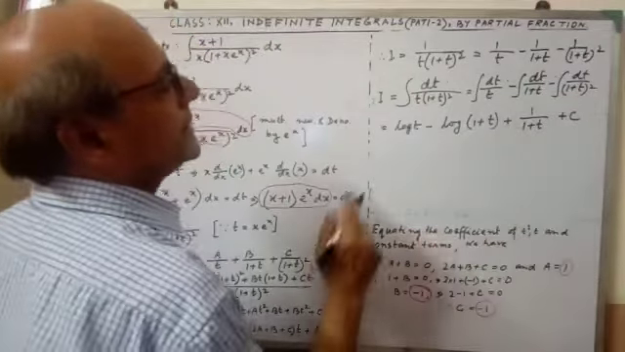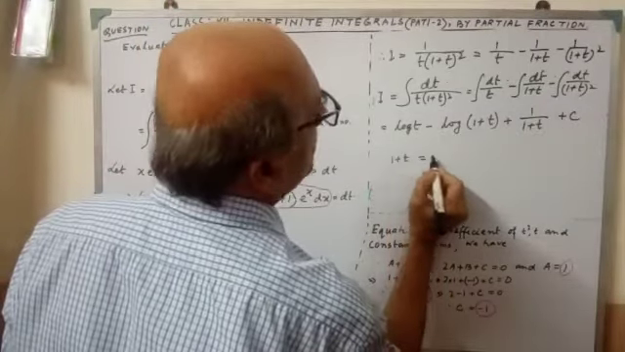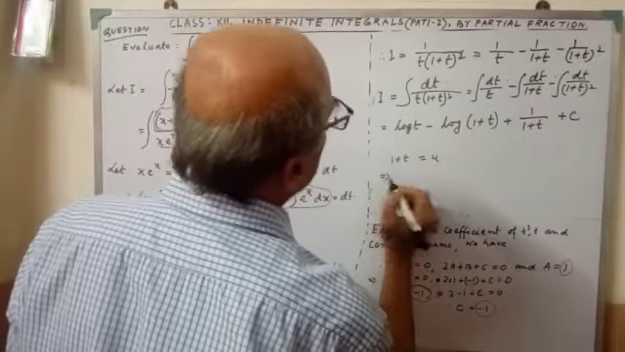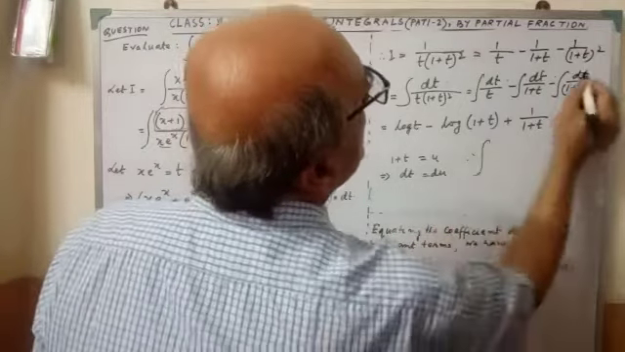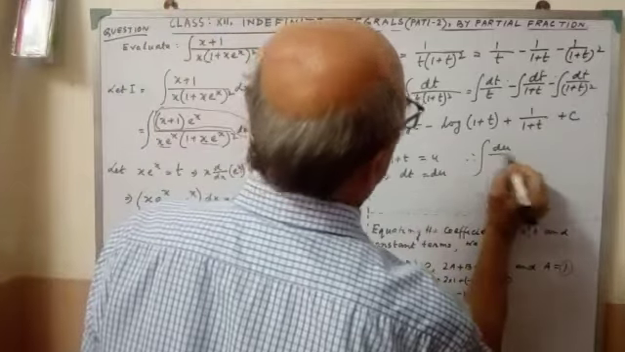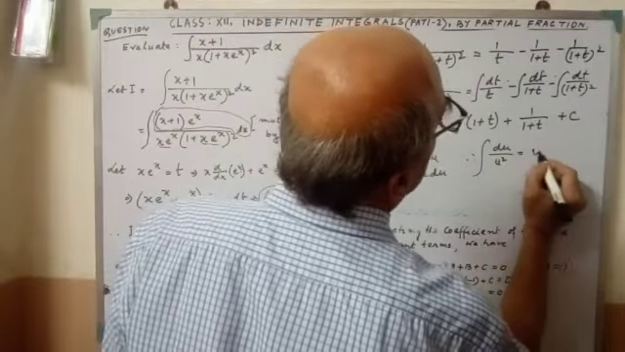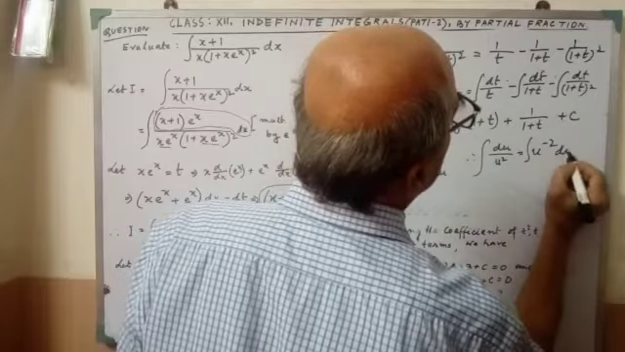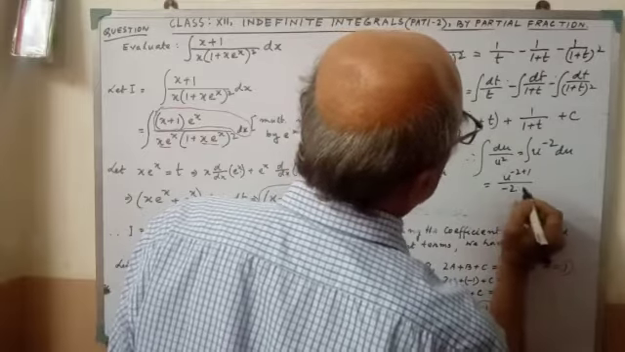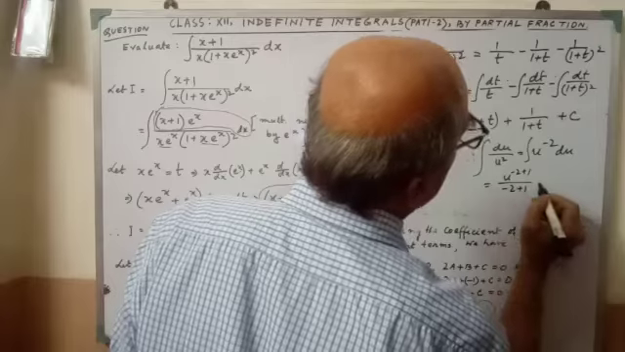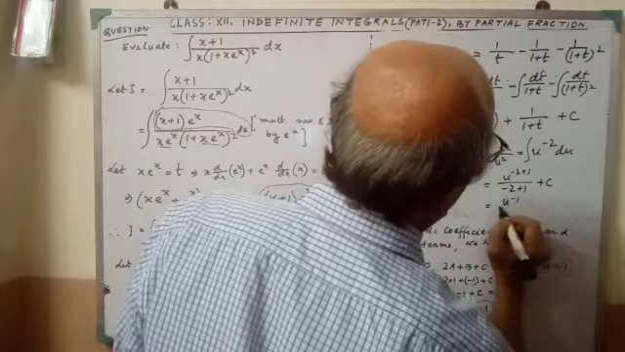And now listen how the integration of dt by 1 plus t whole square is coming. This portion we may take 1 plus t equal to u. So we differentiate, that is dt equal to du. So we may write dt equal to du, and 1 plus t equal to u, that is u square. So u to the power minus 2 du, then by applying the formula, u to the power minus 2 plus 1 by minus 2 plus 1 plus C.